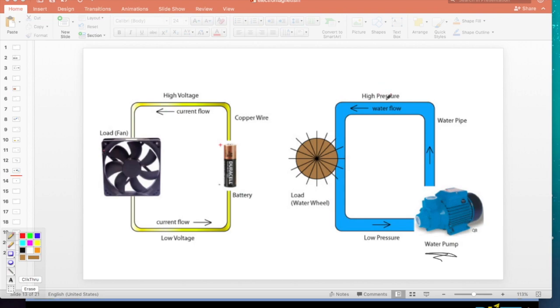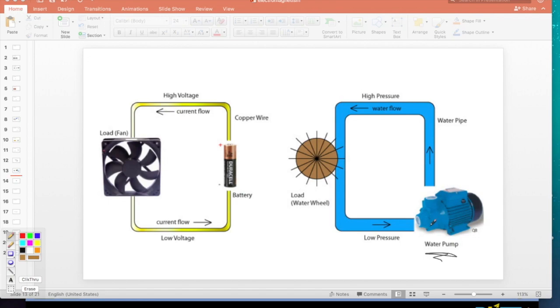Here I'm calling it pressure. So the water has high pressure. In other words, it has a high motivation to flow. Water will always flow downhill from high potential to low potential, or it will also always flow from regions of high pressure to low pressure.